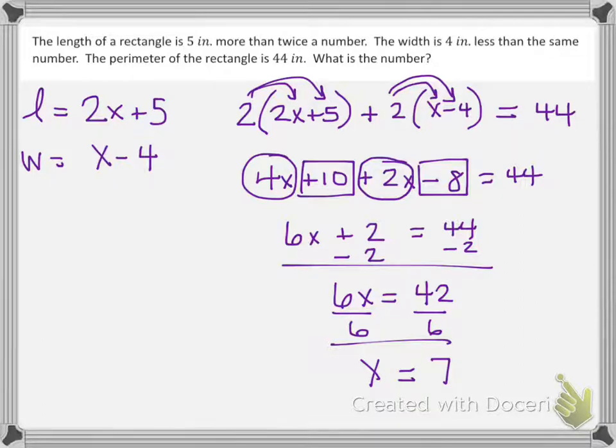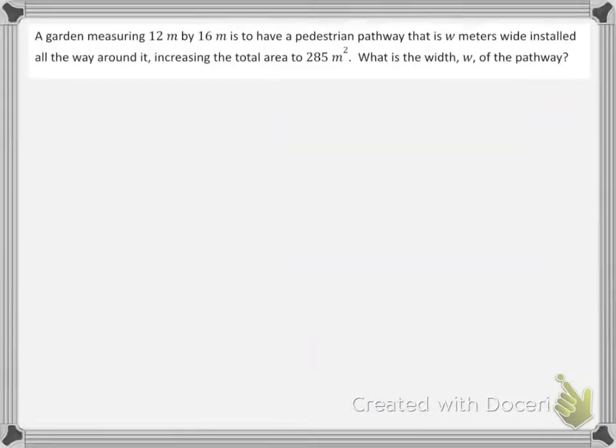All right, next one. A garden measuring 12 meters by 16 meters is to have a pedestrian pathway that's W meters wide all the way around it, increasing the total area to 285 square meters. What is the width of the pathway?